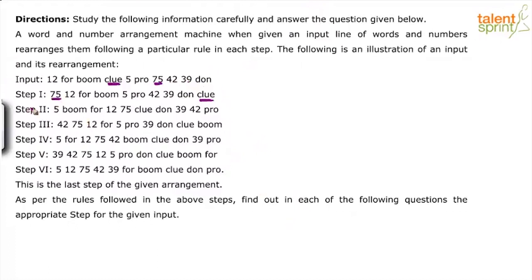Look at step 3. How do we obtain step 3? From step 1. Compare with step 1. Fourth element from left, 1, 2, 3, 4, boom, has come to the extreme right. Fourth element from right, 1, 2, 3, 4, 42, has come to the extreme left. Everything else is as is. Look at step 5. Compare with step 3 now, right? Fourth element from left, 1, 2, 3, 4, 4 has gone to the extreme right. Fourth element from right, 1, 2, 3, 4, 39 has come to the extreme left. All right? That's what is happening.